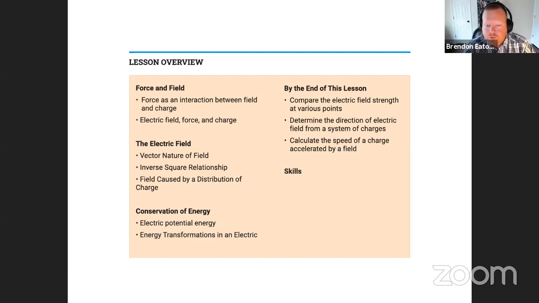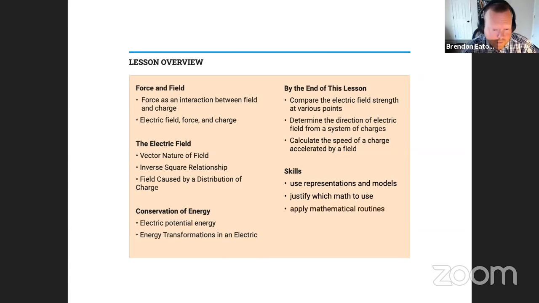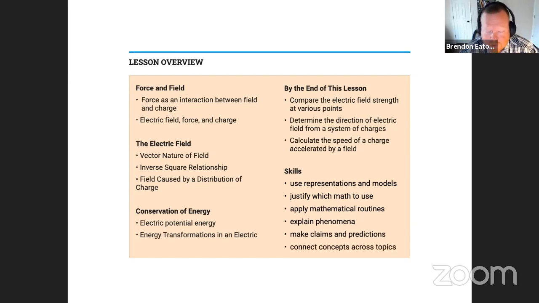We're going to use representations and models. We're going to be able to justify which math to use. We need to apply that math and explain phenomena, probably with that math, make claims and predictions, and connect concepts across topics. Yeah, so a light day, not a light day. So here comes the warm-up.